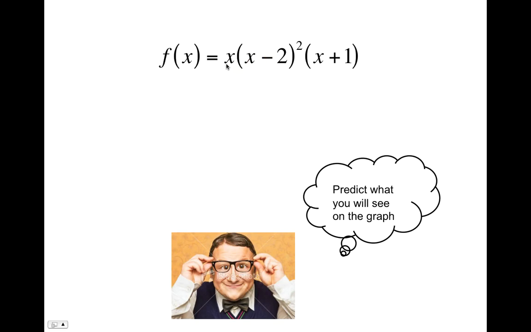Now, if you look at him, you can tell he's going to have zeros at 0, 2, and negative 1. Now, we've got this squared function here, so essentially that means that the 2 could be twice. So we're going to have 0, 2, 2, negative 1. Now, we can also tell, because there is 1 x here, 2 x's here, and 1 here, that our function is going to be an even, and it's positive. So it's going to rise on the left and rise on the right. So let's take a look at what we see.